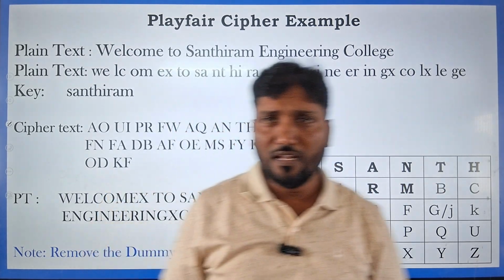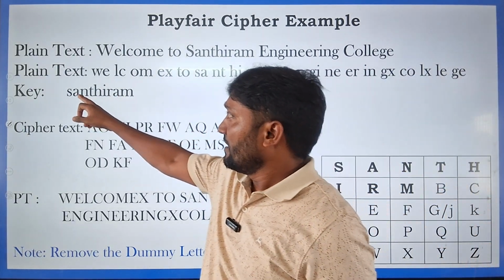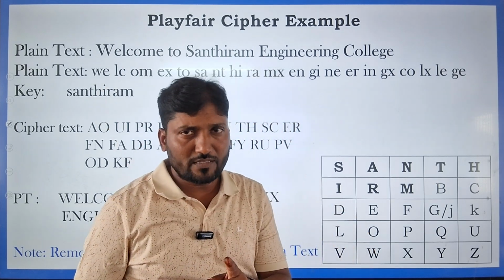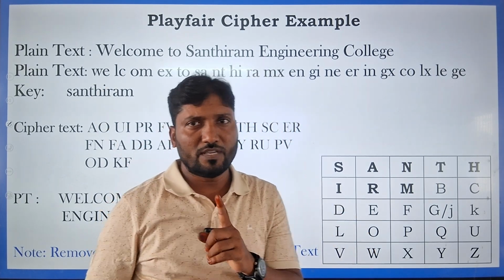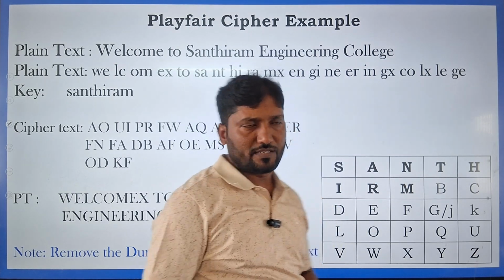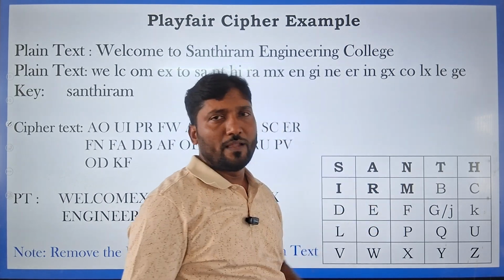SANTHIRM. Remember that if any letter is repeated, A is repeated in the secret key, so we have to take it only once. A is repeated in my secret key. We cannot repeat A; that means we cannot write it two times in the 5 by 5 matrix. SANTHIRM.